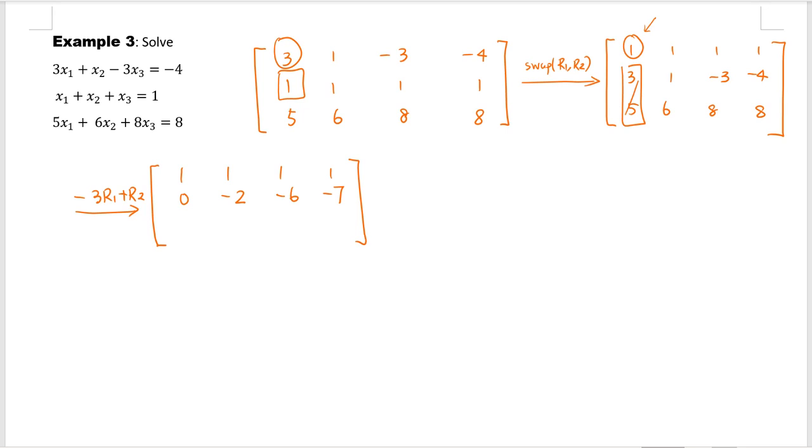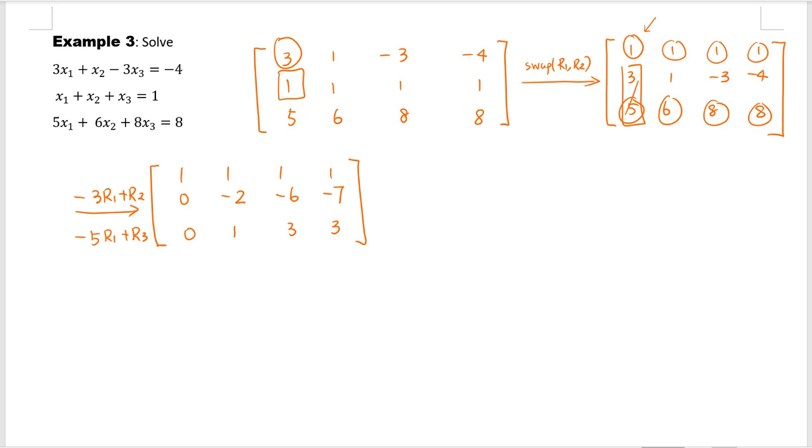Alright. How do we get rid of the 5? We use minus 5 row 1, add to row 3. 5 minus 5, 0. 6 minus 5, 1. 8 minus 5, 3. 8 minus 5, 3. Right? Okay, so this is what we get.